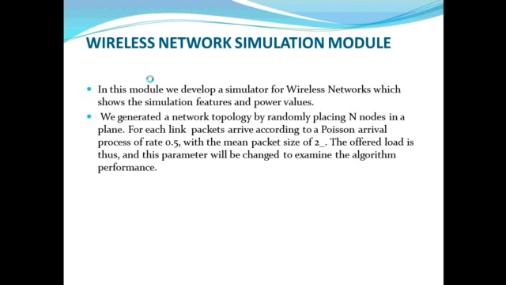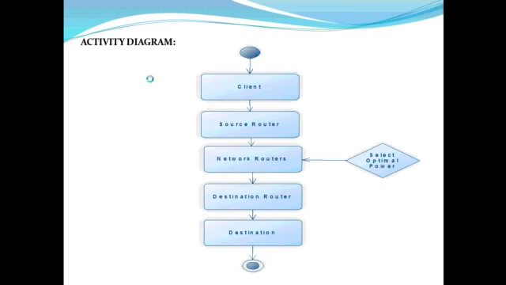And this is the activity diagram of our project. First, initializing the process, it comes to the client. It is transferred to the source router, and from the source router it is transferred to the network router. In the network router, we need to select the optimal power, and after selecting the optimal power, it is transferred to the destination router. Then it is transferred to the destination, and the process comes to an end.